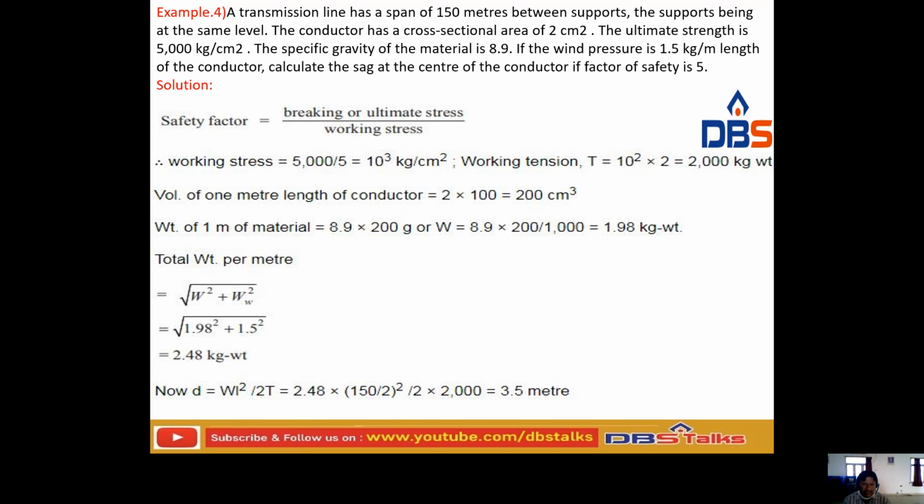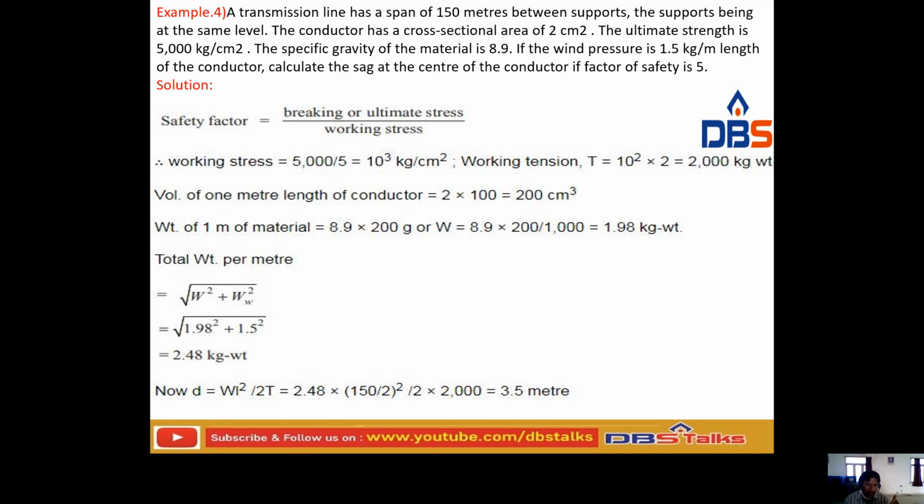Now calculate the working tension. Working stress multiplied by cross-section area is the working tension, that is 10 cube into 2, which is equal to 2000 kg. Now the weight for 1 meter, 8.9 into 200 gram, convert gram into kg, 200 by 1000, that is equal to 1.78 kg weight.